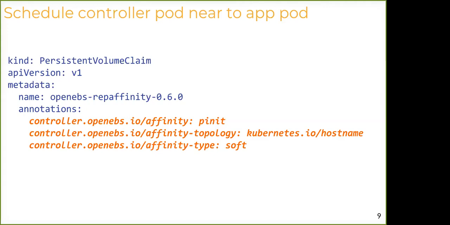So for this current case, we are just concentrating on the host name, because we want the controller and the app to be scheduled on the host, on that node, right? And this affinity type talks about the soft affinity. I will talk more on the soft affinity in the coming slides. For now, just remember that there are two kinds of affinity types. One is soft and the other one is hard, right?